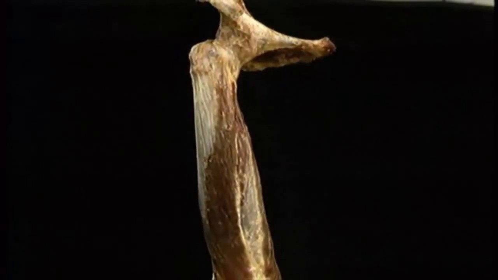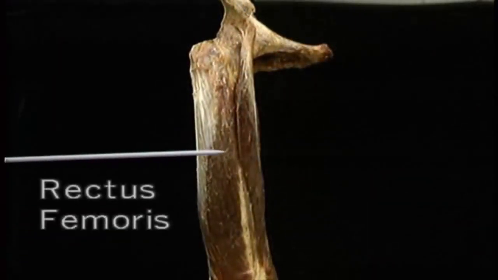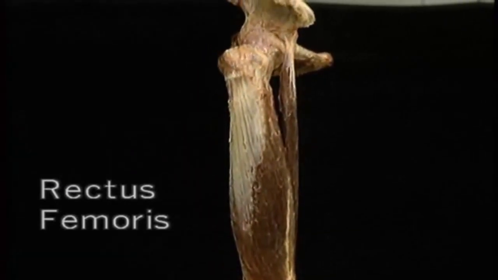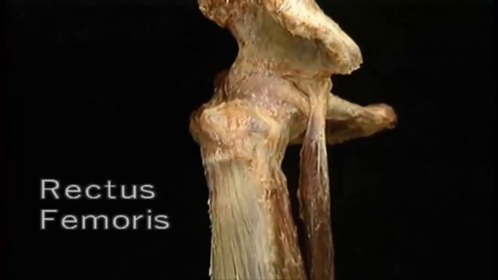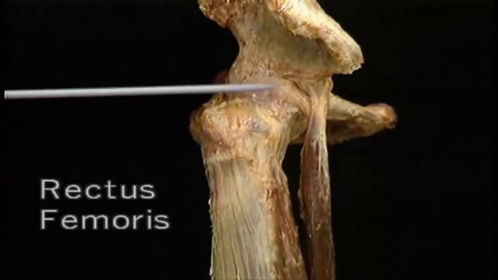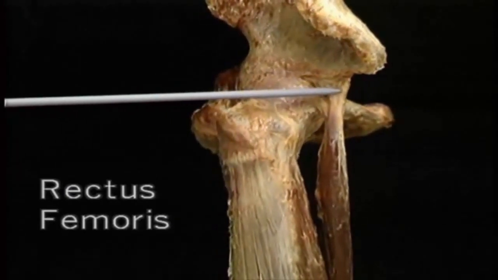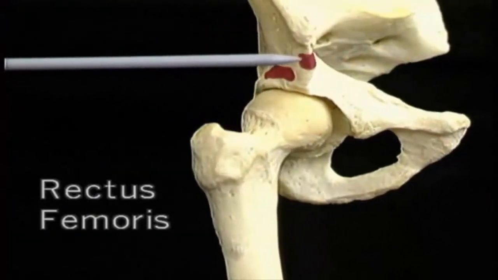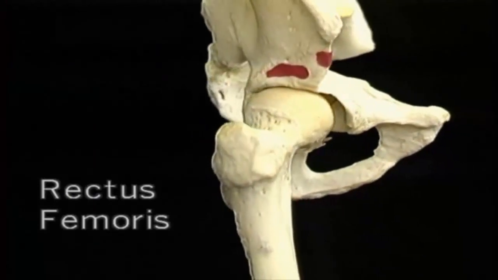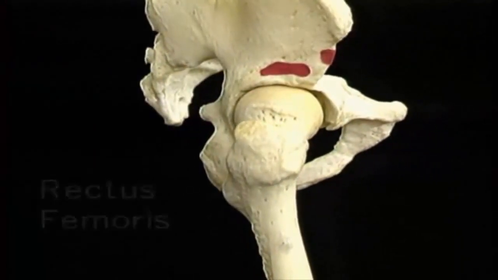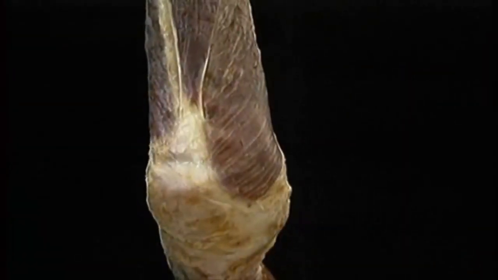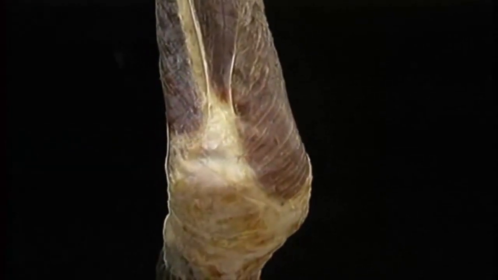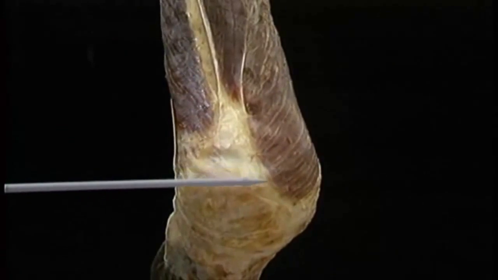Now let's add rectus femoris to the picture. Here it is. Rectus femoris arises from the ilium just above the hip joint. Its tendon of origin has two parts, a posterior or reflected part and an anterior or straight part. The anterior part arises from this prominence, the anterior inferior iliac spine. The posterior part arises from just above the acetabulum. All four heads of quadriceps converge on the quadriceps tendon. The lowest fibers of vastus lateralis and medialis insert onto the sides of the patella.